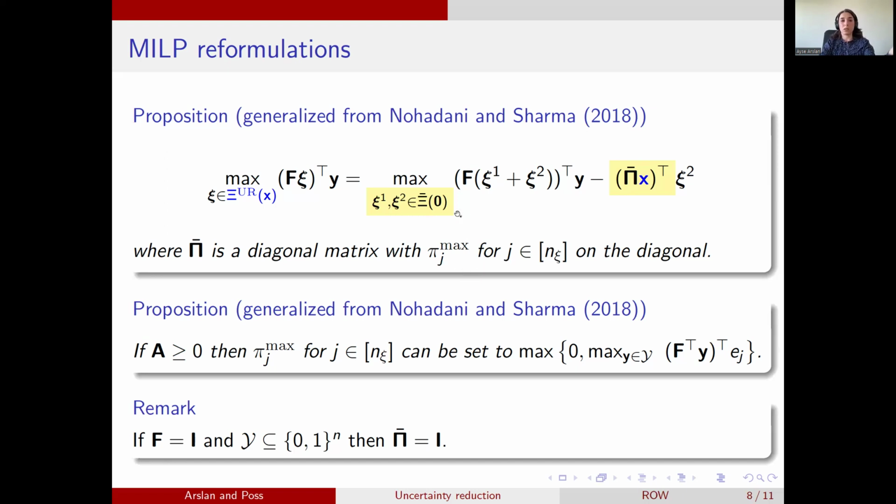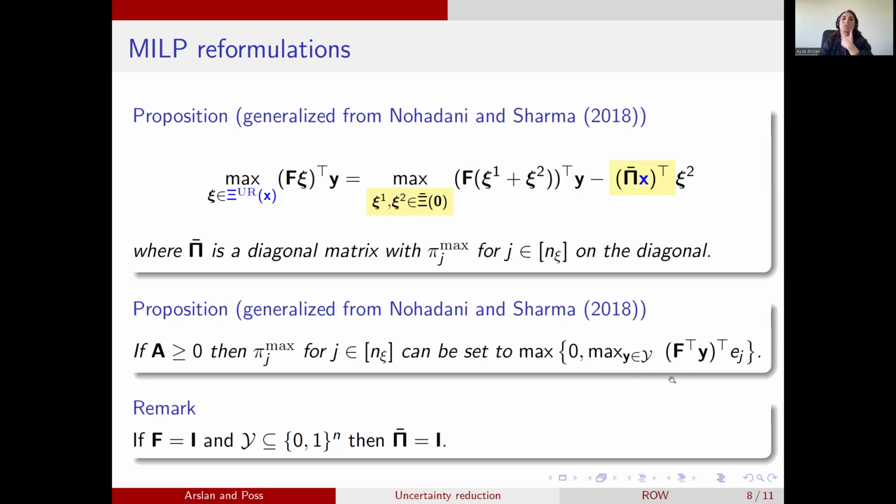But we will need to calculate these upper bounds from the dual side. So that might not be quite practical. And it turns out that if we have some non-negativity assumption on the constraint matrix defining the uncertainty set, then these coefficients can indeed be replaced by some bounds that are obtained from the primal side. So this is obtained as the maximum value of this affine function of y that is maximized over y. If this value is non-negative, then you take this value. Otherwise, you just take 0.